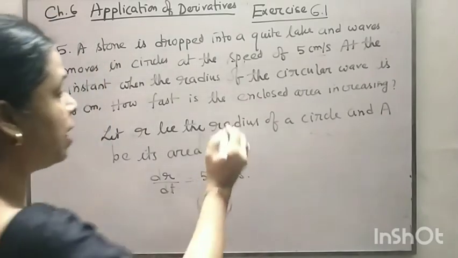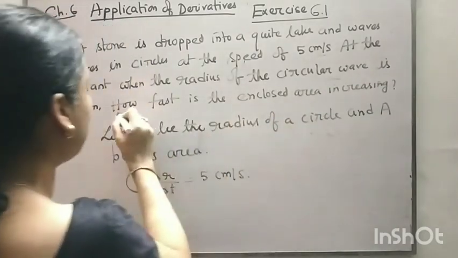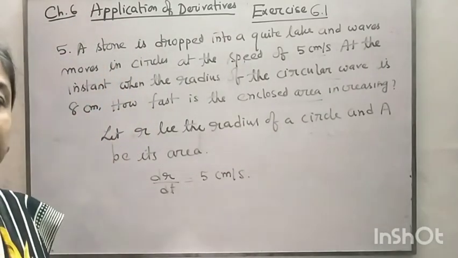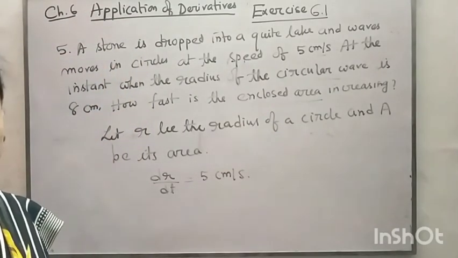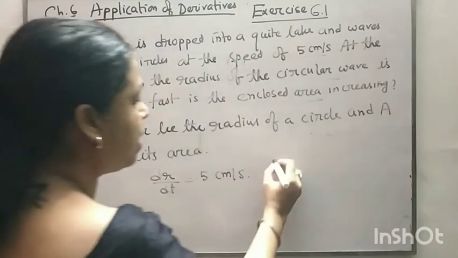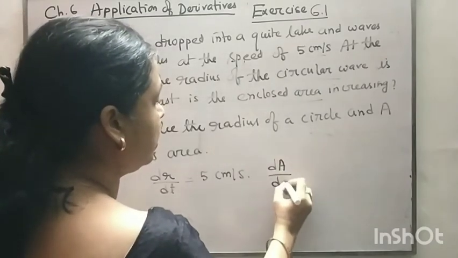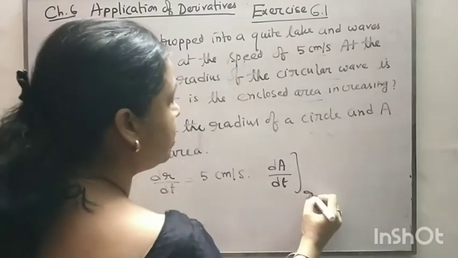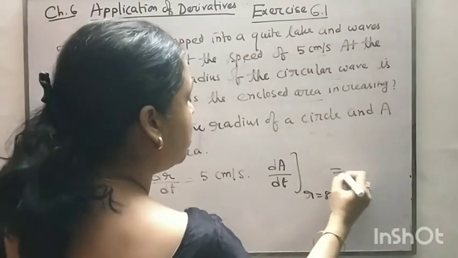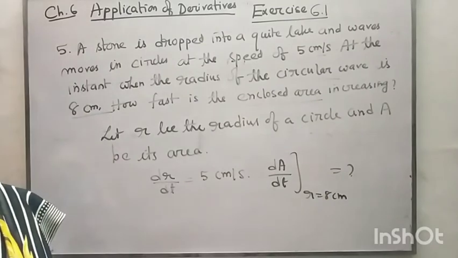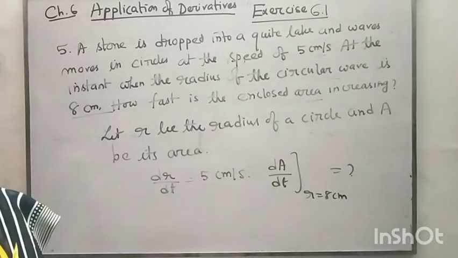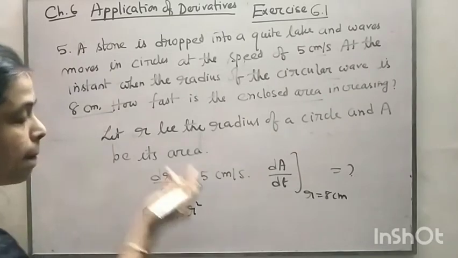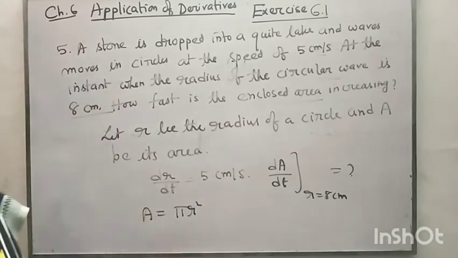What is asked to get? The circular waves, how fast the enclosed area is increasing. You need to find out the rate of change of enclosed area. That means you need to get dA/dt at the instant when the radius is 8 centimeter. This is your question. So as you see, the diagram is a circle. So area of a circle, you know, that is pi r square, because I have considered the radius as r.